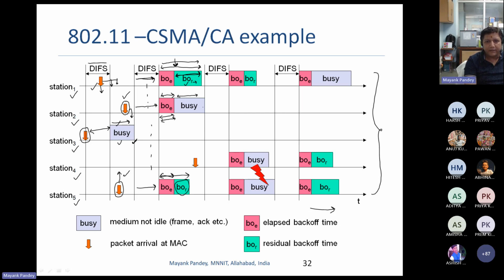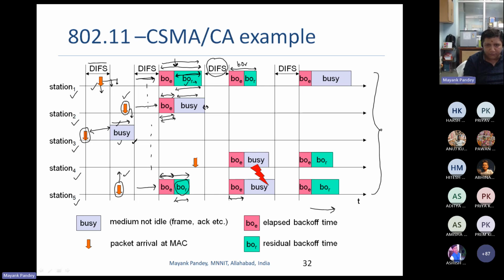Again, the medium will become free after station 2 has transferred the frame. Station 1 again waits for DIFS, and now it just waits. It will not choose a value again from the contention window. It will start waiting for the BO residual, for the remaining time that was left. Station 5 will start waiting for the residual.